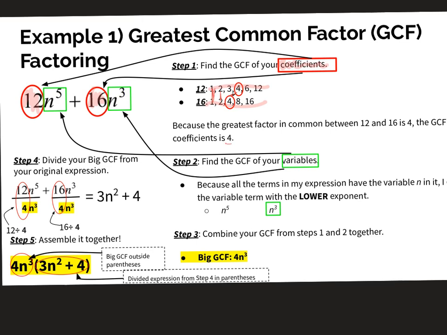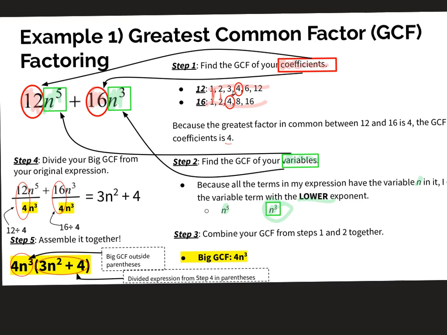Let's actually move on to my variables now, right? So my variables are going to be n to the 5th power and n to the 3rd power, right? I see that I have the same variable n in it, right? If they're not the same letter, then you don't have a GCF for your variables, but because we do have the same letter variable, I know that I do have a GCF for these variables. So I want to just write out both of those terms, right? I have n to the 5th power and n to the 3rd power. And whatever my variable is with the lower exponent is going to be my GCF. So because n to the 3rd power has a lower exponent, that's going to be my GCF, okay?